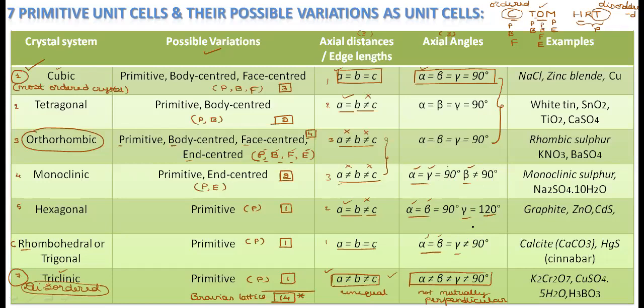Now, at least try to concentrate and remember one example each for the most ordered and most disordered crystal systems. And for competitive exams, all are required. Now for cubic, you can easily remember common salt NaCl, or metal copper, or zinc blende, that is ZnS. For tetragonal, you can remember white tin, or tin oxide, or titanium oxide, or calcium sulfate. For orthorhombic, the next one is barium sulfate.